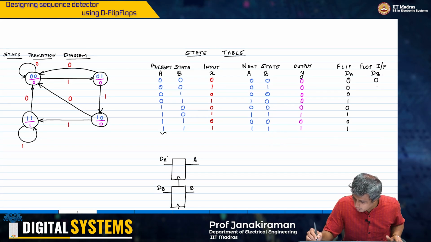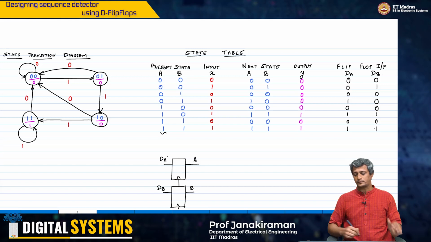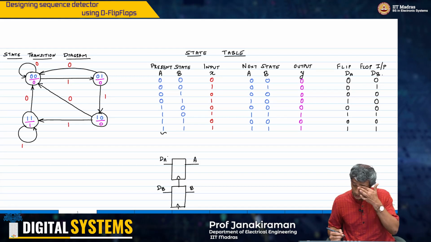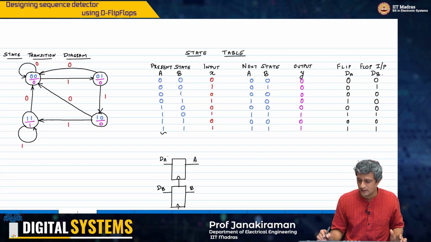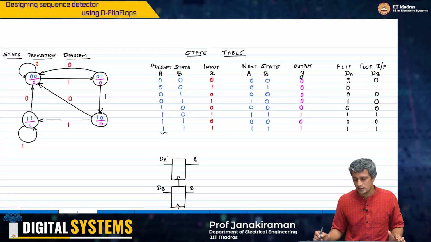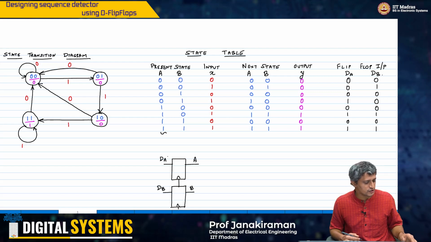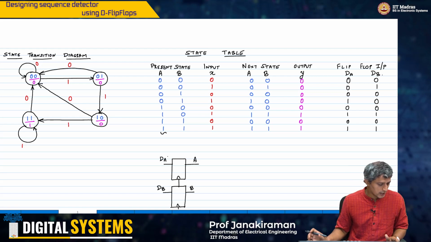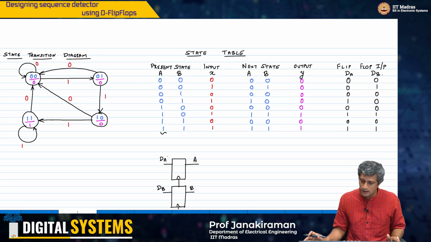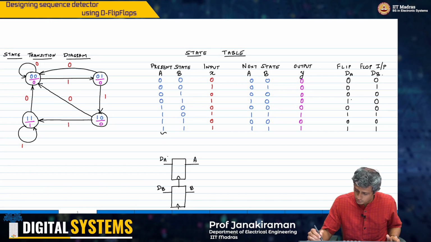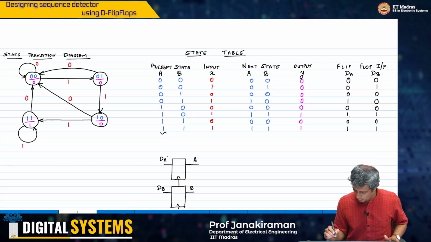So 0 1 0 0 0 1 0 1. Okay, so my output is now available, and the inputs to the flip-flops are available here. All I need to do now is a K-map minimization in order to solve this, right? So if you look at this, my DA will be 0 1 2 3 7.